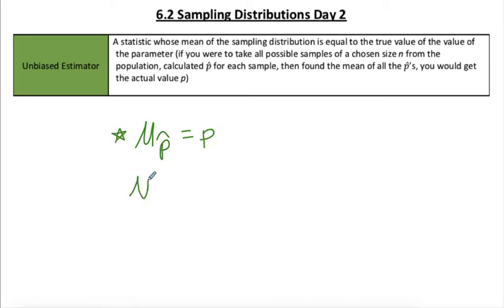If I took the average of all my averages, my sample averages, this would equal the true value. And so this is what we would call an unbiased estimator. And these are two known unbiased estimators.